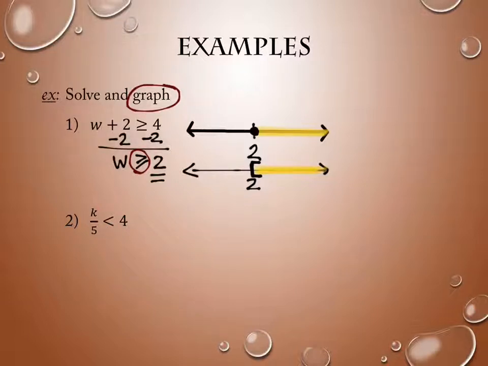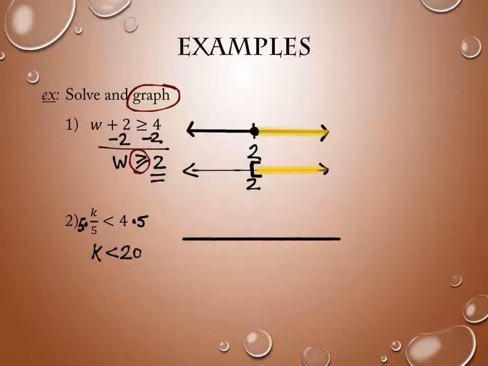Taking a look at number 2 though, what would I do to solve this for k? Yeah, it would multiply by 5. So I'd have k on the left. I didn't multiply or divide by a negative, so the sign stays the same. And then 4 times 5 is 20.